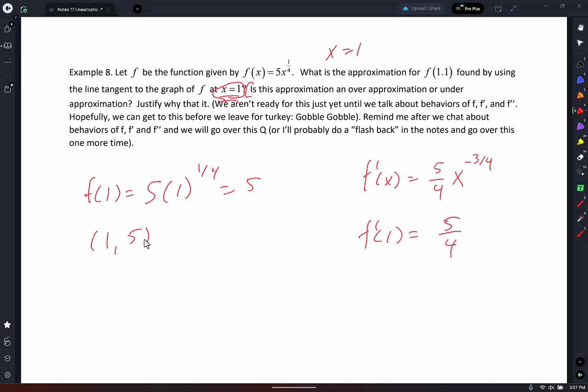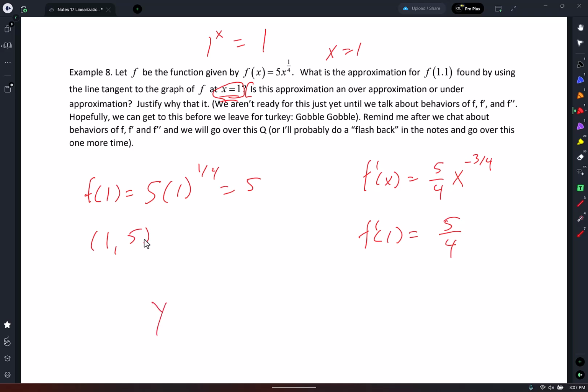Because it doesn't matter, 1 to any power is always 1. Right? Yeah. Always. All right.